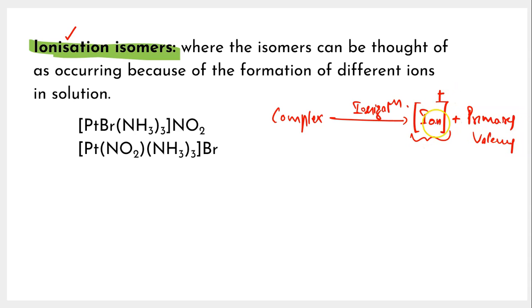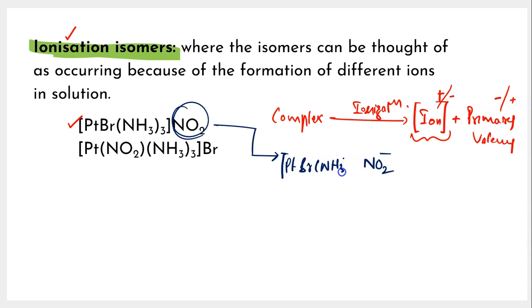In case the complex ion is having a positive charge, this primary valency will have a negative charge. In case the complex ion is having a negative charge, the primary valency will have a positive charge. Just for example, let us observe the first complex that you see over here. You're talking about a complex of platinum, and if you ionize this, what would you acquire? If you ionize this, whatever you have here in primary valency will get separated, NO2 minus, and the remaining complex will exist as a cation, NH3 taken 3 times, and here is a cationic charge.